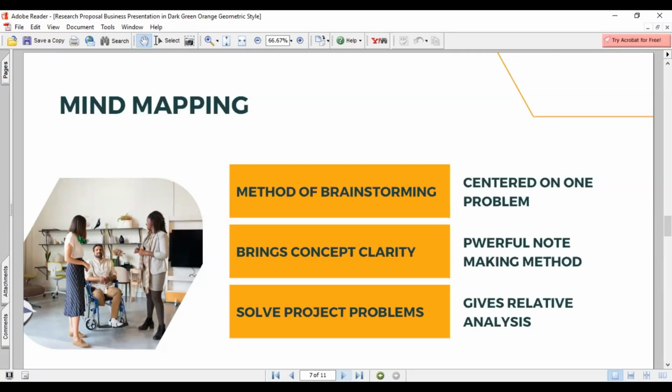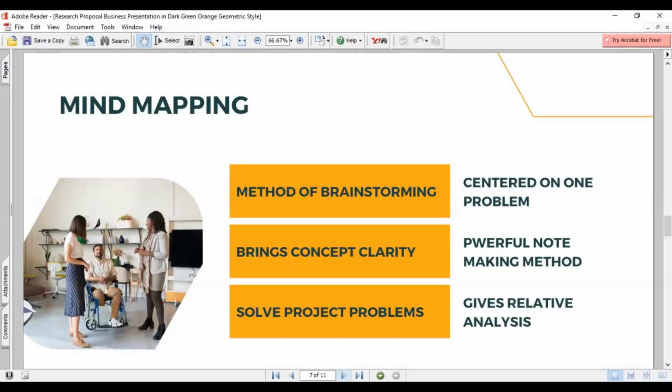It is a method of brainstorming. It brings concept clarity. It solves project problems. But basically, it is centered on one particular problem: how do we do this? And then one brainstorms through a tool, which is a mind mapping tool.